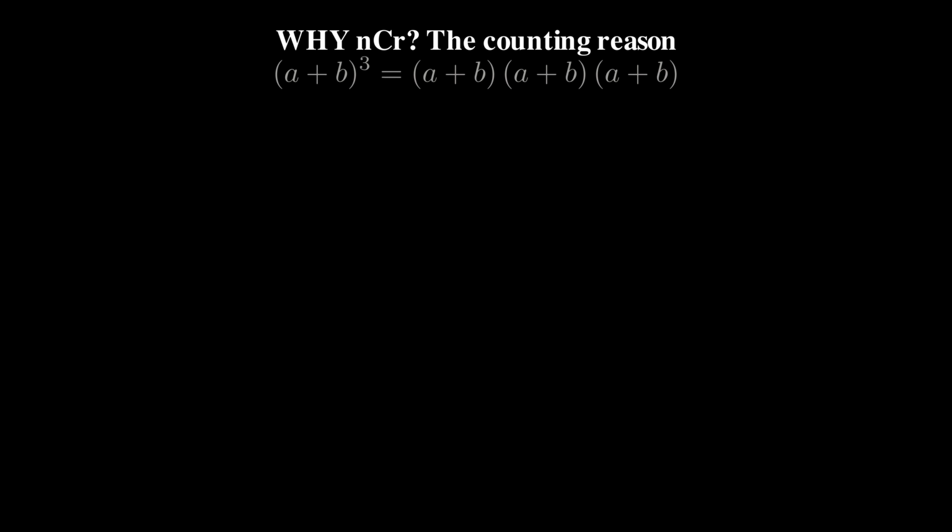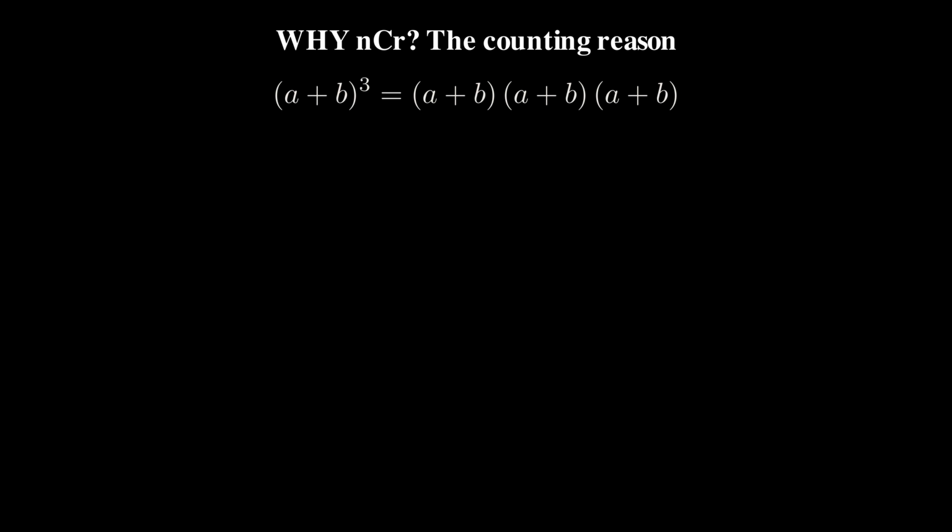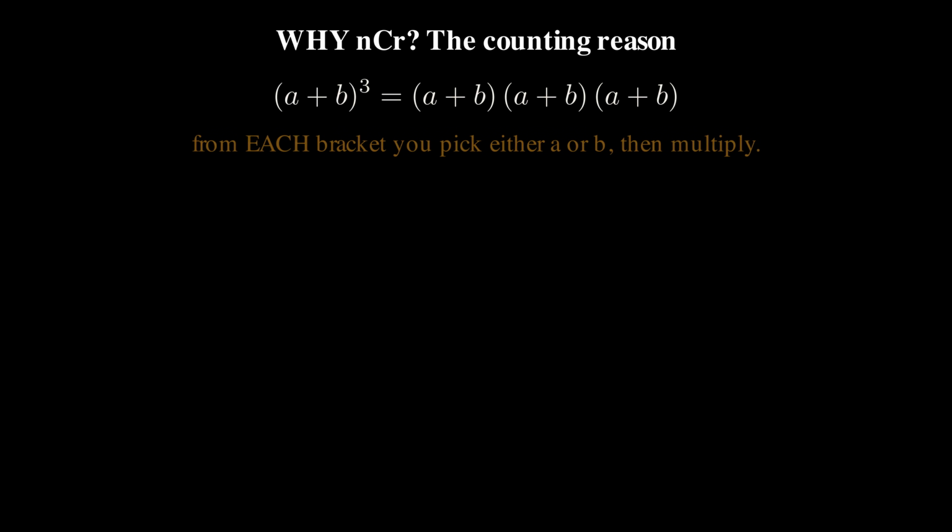Expanding (a + b) cubed means picking one term, either a or b, from each of the three brackets, and multiplying your choices. There are 2 choices per bracket. So 2 times 2 times 2, 8 possible products in total.